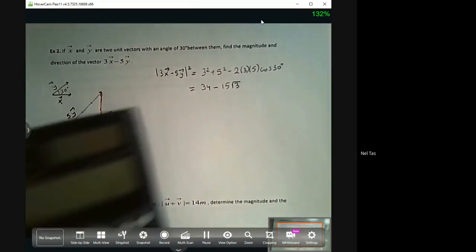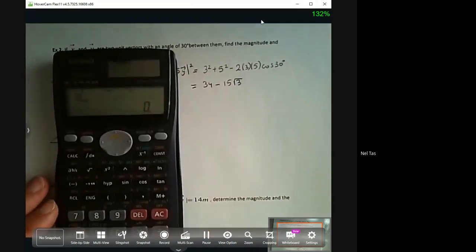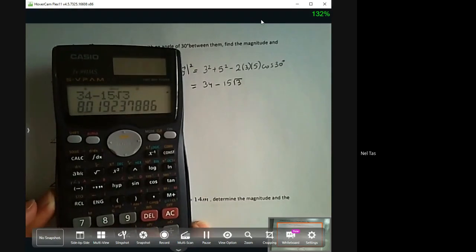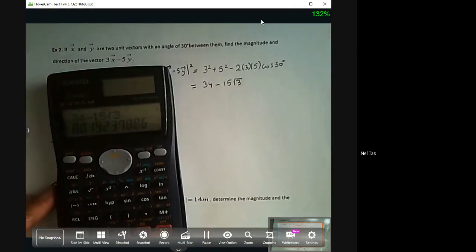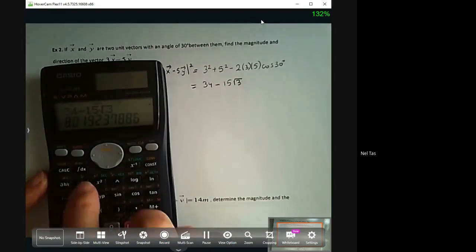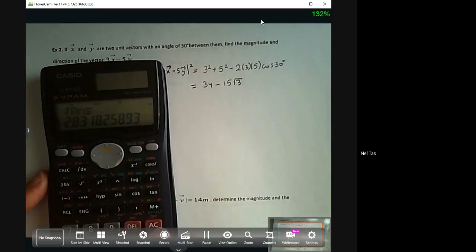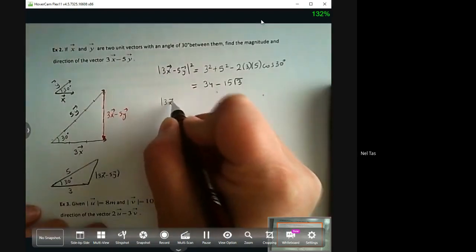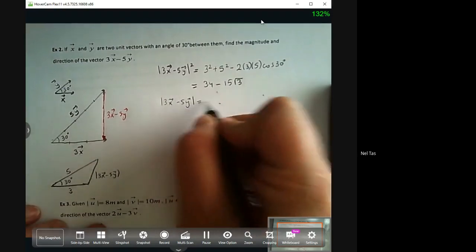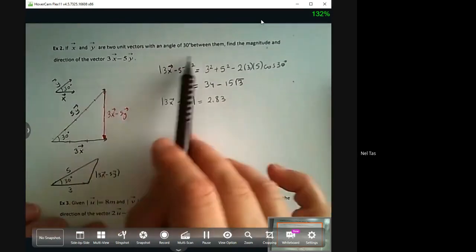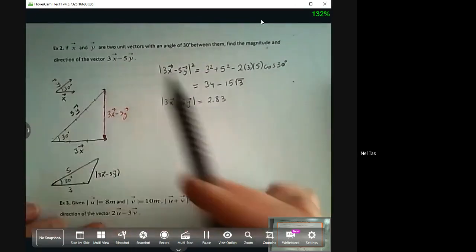Let's calculate the approximate value. 34 minus 15 root 3 is 8.01, but that is the square of the magnitude. So we are going to take the square root, which is 2.83. You also need to give direction, right? It's asking for the direction.